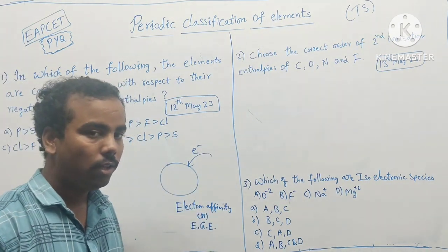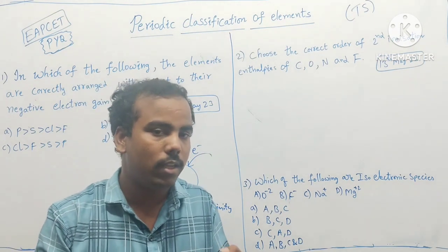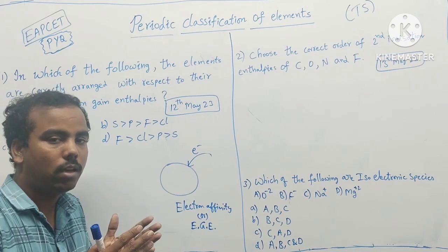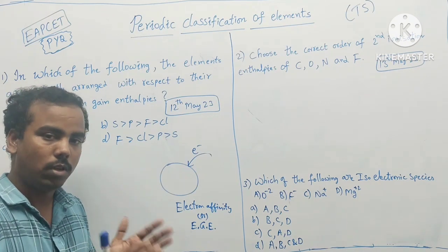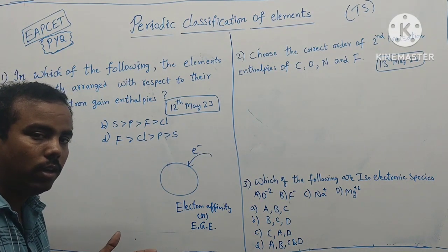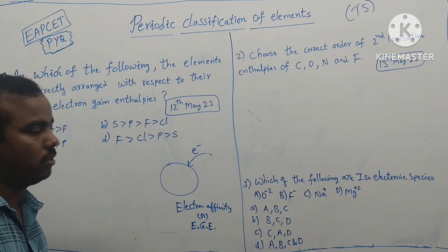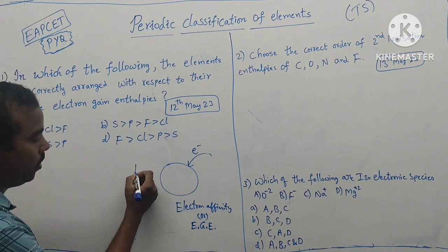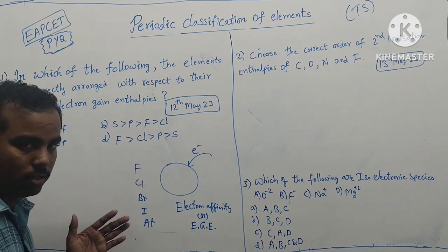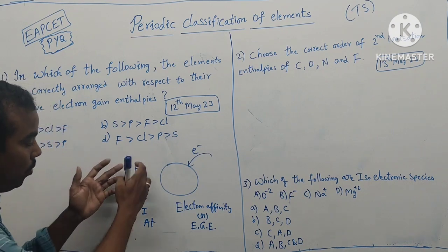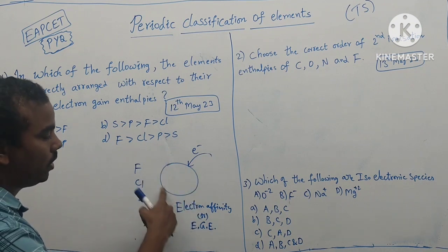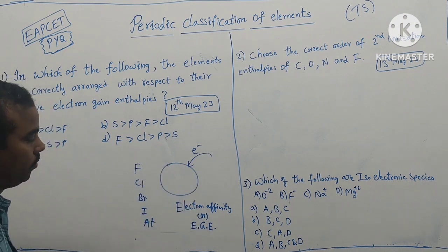The energy released when you add an electron to an isolated neutral gaseous atom is called electron gain enthalpy or electron affinity. Which elements have very high electron affinity? Those elements that have small size have the highest electron affinity. Very small elements have less electron affinity than small sized atoms. So that is the difference. If you take halogens, fluorine, chlorine, bromine, iodine, astatine, top to bottom size increases, electron affinity decreases, because lower atomic size elements have higher electron affinity.